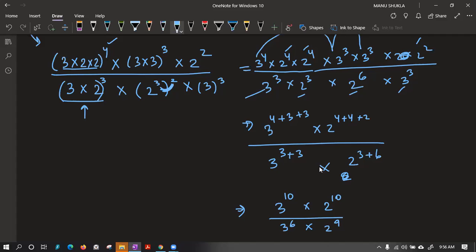I know it is confusing. Actually, this way looks very large. You can solve by another way also, but this one will make sure the tough questions are done easily. Okay, so the answer will be 3 power 10 minus 6 because same bases are getting divided, and here also same bases are getting divided, so 2 power 10 minus 9. The answer is 3 power 4 into 2 power 1. So you can say the final answer is 81 into 2, and that is 162.